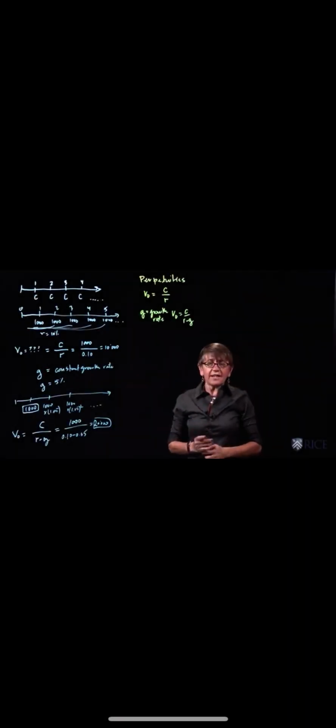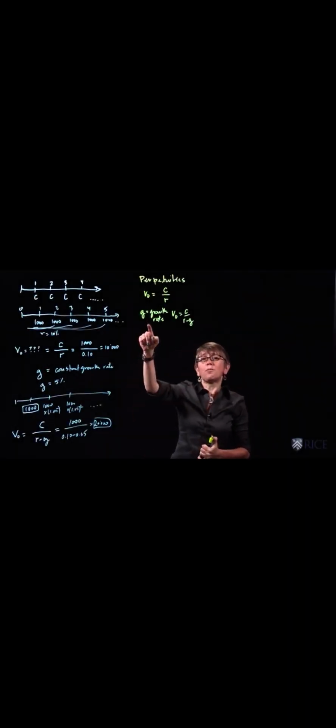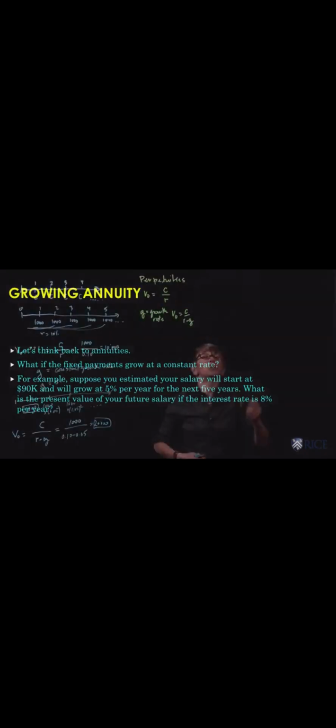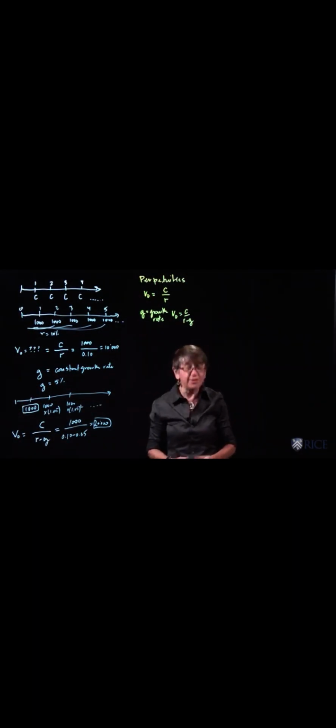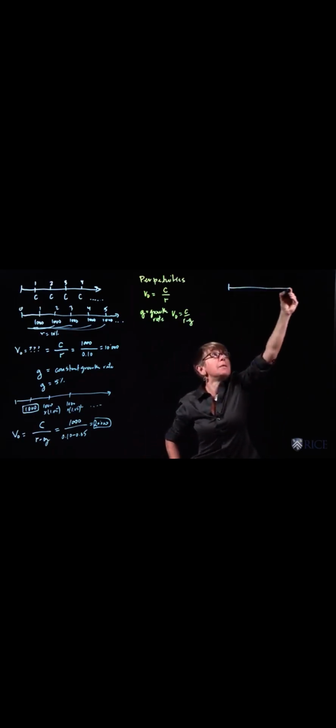We already looked at annuities. How do we incorporate growth into annuities? So let's think of how we do that in the context of annuities. For example, you think your salary is going to start at $90,000 next year, and it's going to grow by 5% over the next 5 years. What is the present value of your future salary today if the interest rate is 8% per year? Here's the cash flow that we're thinking about.